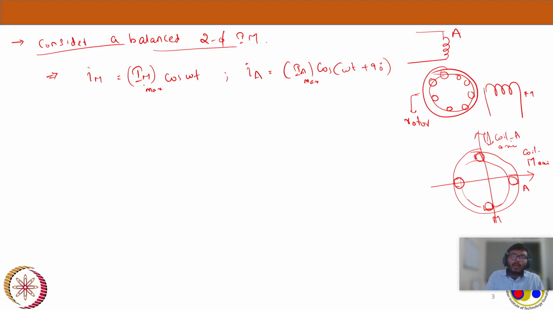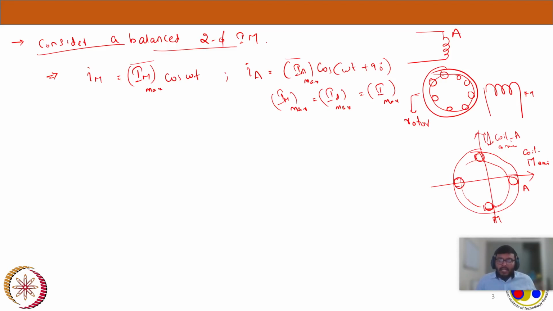Now, let's say balanced currents. So if these two currents have the same magnitude, if both are equal currents, Im max and Ia max are equal to, let's say, I max, the same current.